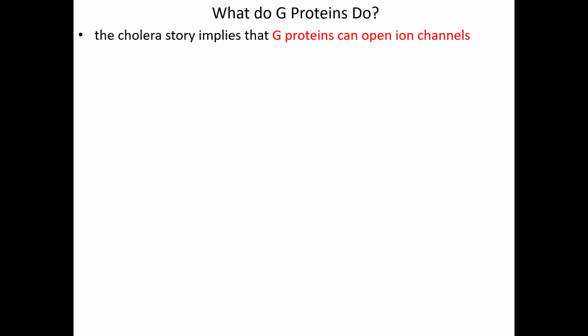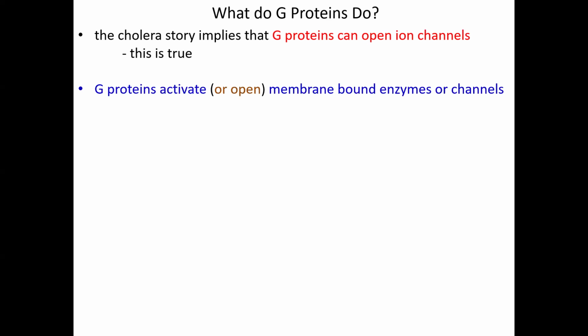Okay, so off the detour and now back to the main story here. So great, now we understand how G proteins are turned on and they turn themselves off, but what do G proteins actually do when they're on? Well, what's implied by the cholera story is that G proteins can open ion channels. And sure, that's true. That's one of the things they can do. In essence, what G proteins do when they're activated is they turn on, or in the case of a channel, you can think of that as open, but they turn on membrane-bound proteins. That's all they do. So when a G protein becomes active, it activates some other protein. If that protein happens to be an ion channel, then that ion channel will be open.